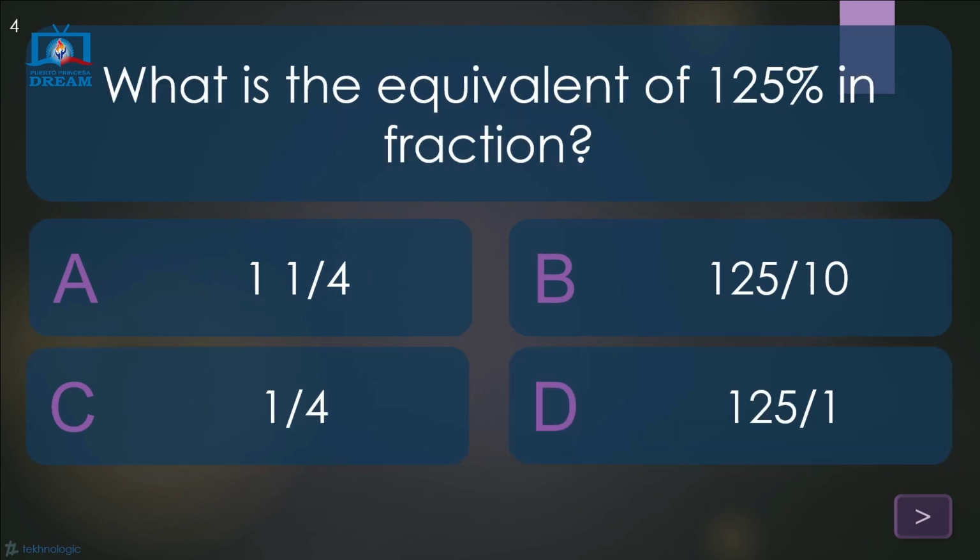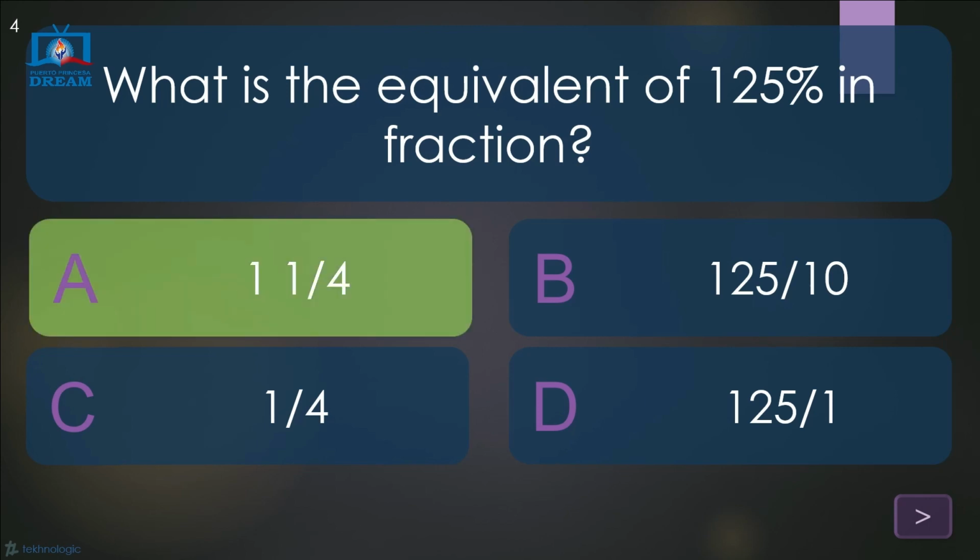Number 4. What is the equivalent of 125% in fraction? A. 1 and 1/4. B. 125 over 10. C. 1/4. D. 125 over 1. The correct answer is A, 1 and 1/4.